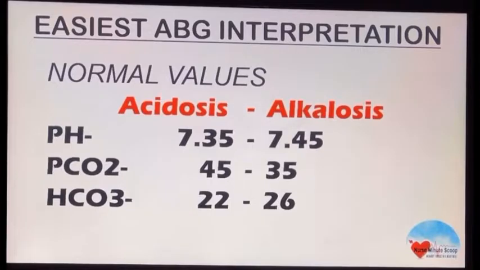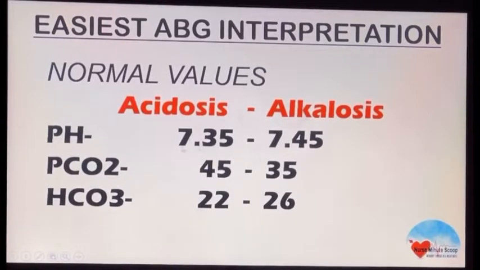So as you can see here, everything below 7.35 is acidosis. Anything above 45 is acidosis. And anything below 22 is acidosis. So you look at this and you'll be able to figure it out right away as soon as you see the whole formula. And when you look at the right side, everything is alkalosis. So everything above 7.45 is alkalosis. Everything less than 35 is alkalosis. And everything over 26 is alkalosis.